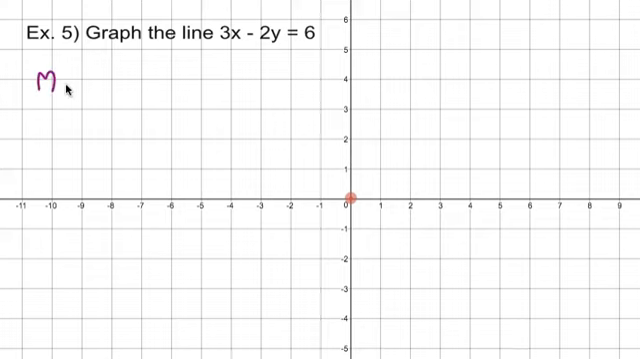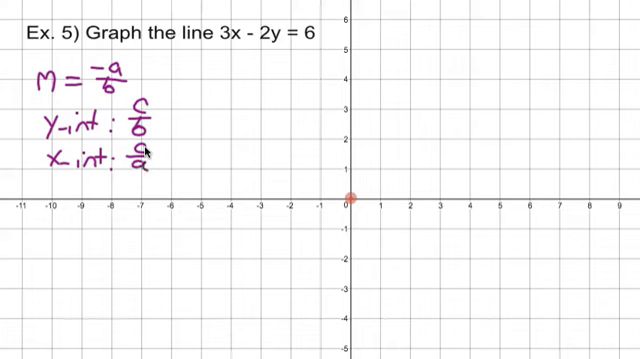We can find our slope, which is going to be the opposite of a over b. We can find our y-intercept, which is going to be c over b. And we can find our x-intercept, which is going to be c over a.